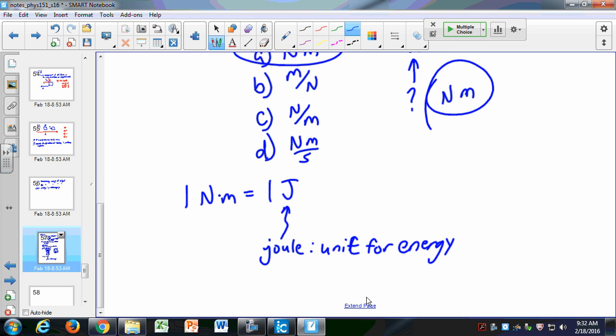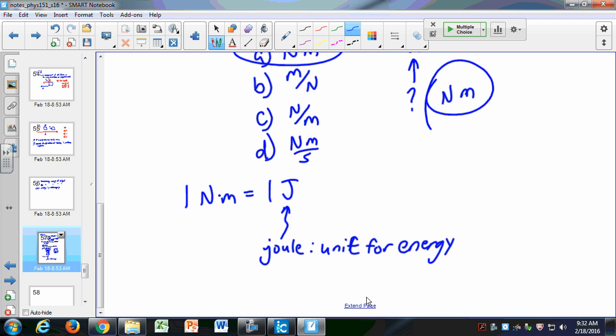You might have seen joule before in chemistry or some other class that you've taken. It is the unit that we use for energy. Sometimes you see joules in food energies, but more commonly you see another unit for energy, which is the calorie. But a joule is just another name or another unit for the same thing we use calories for. It is a unit for energy.